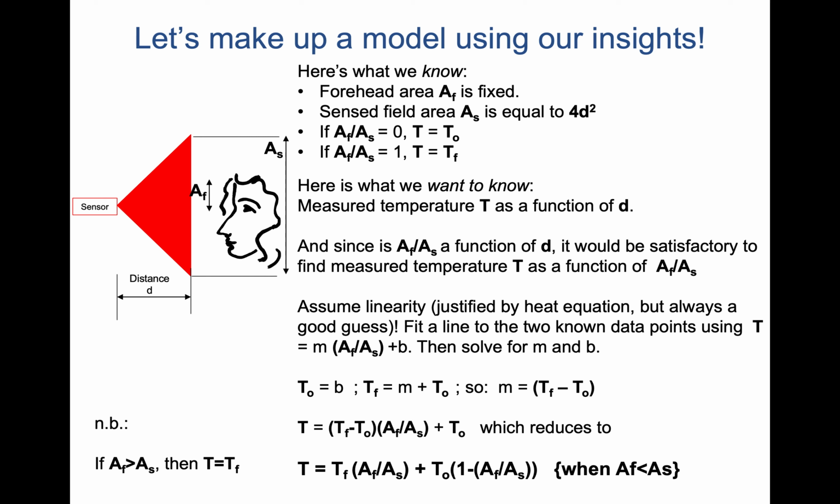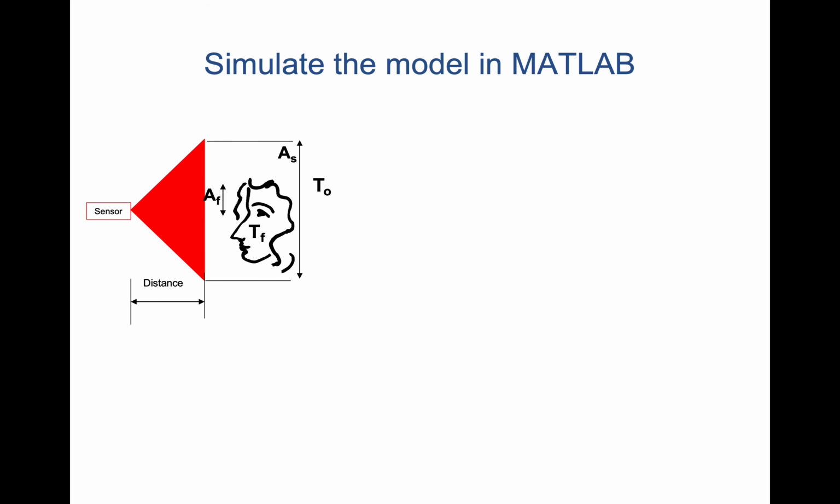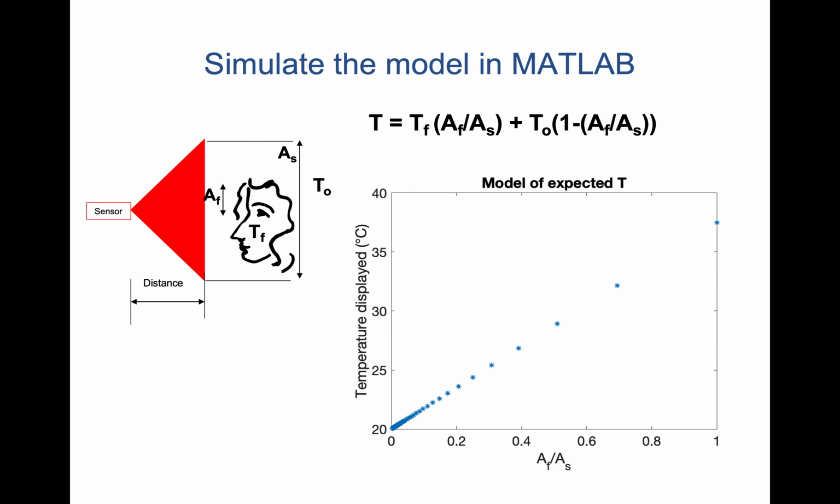Okay, so that's our model. Now what do we do? Next thing we do is we'll simulate this model, this equation, in MATLAB. Let's write down this equation and then simulate it, plotting t as a function of the ratio AF to AS. It's linear like we said it would be.